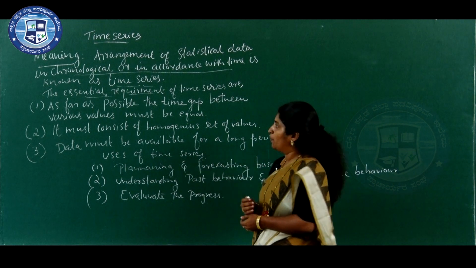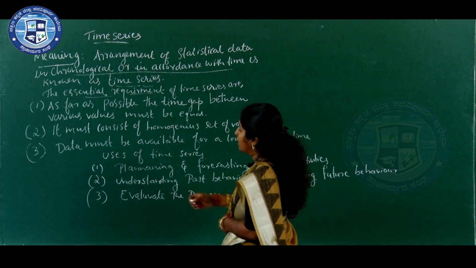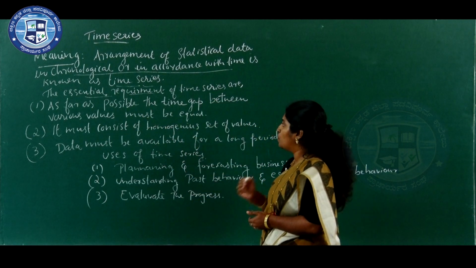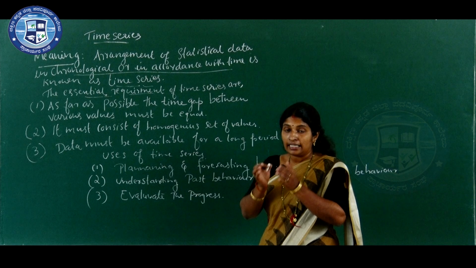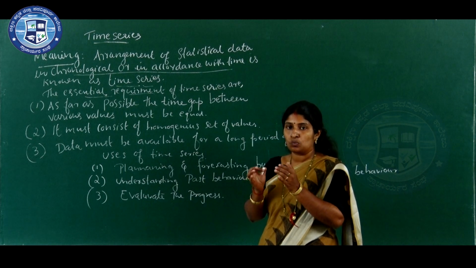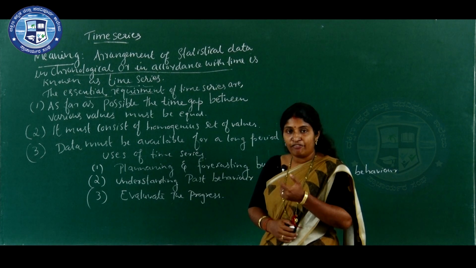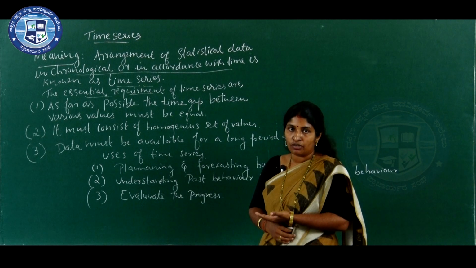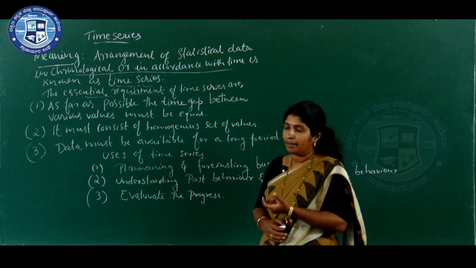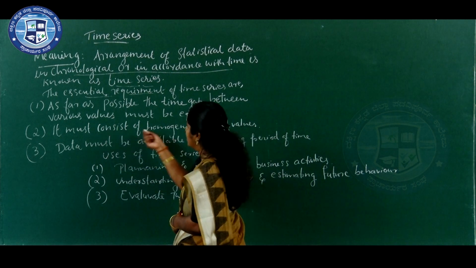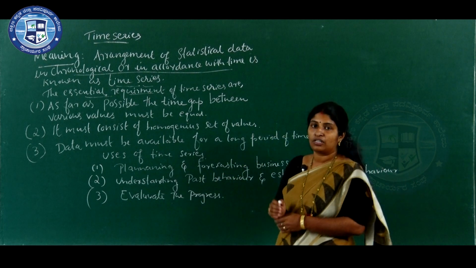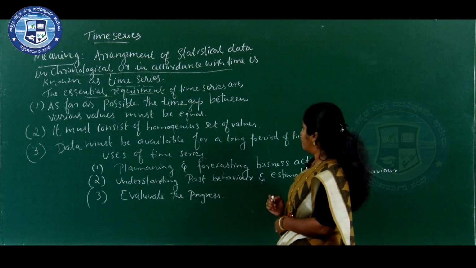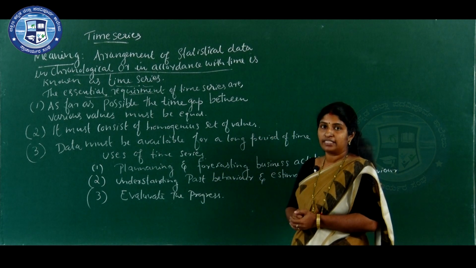The essential requirements of time series are: as far as possible, the time gap between the various values must be equal. If you are taking a 5 years gap, then you have to continue with 5 years only. You cannot change the time gap. Next, it must consist of a homogeneous set of values. And third, data must be available for a large period of time.